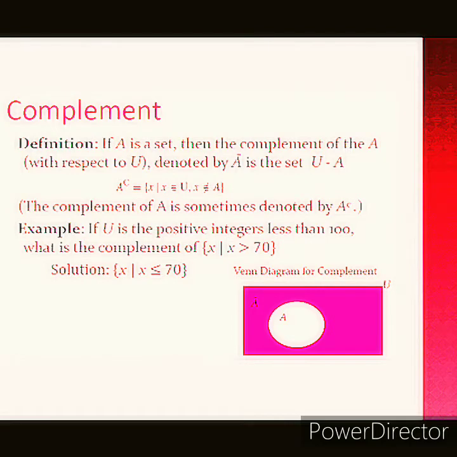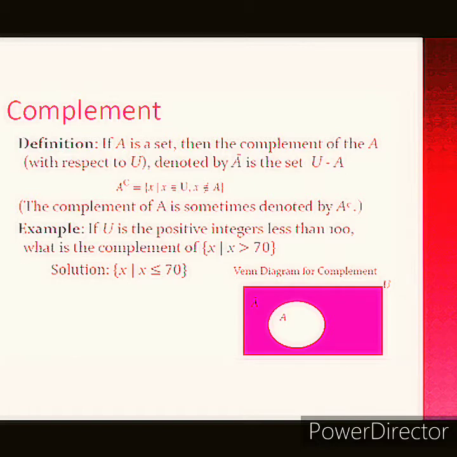Now come to the complement. If capital A is a set, then the complement of the set A with respect to the universal set U is denoted by either A bar or A complement, that is A^C. This is the set U minus A, or the collection of all those elements x which belong to the universal set U but do not belong to the set A.